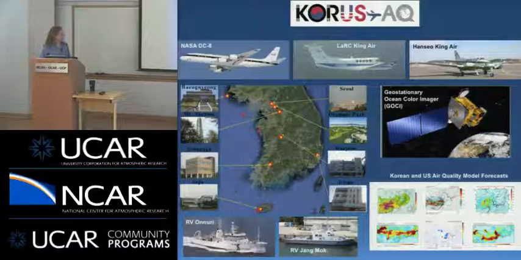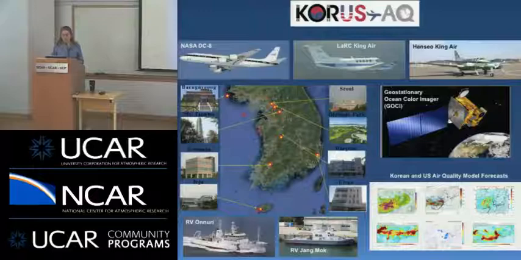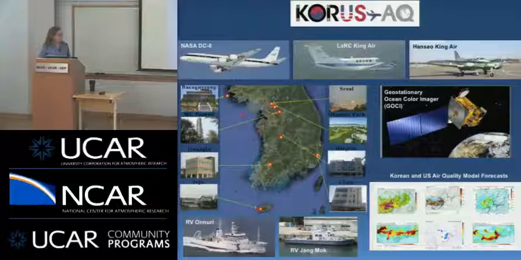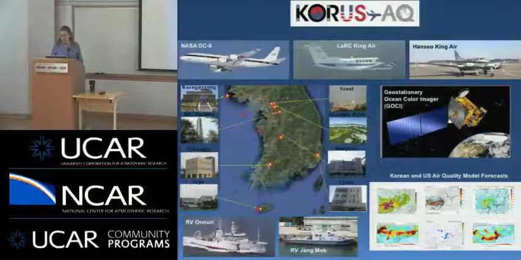There were also a couple of ships to make measurements out along the coast. And we connected with the GOCI satellite imager instrument. It's a geostationary ocean color imager that also gets aerosol optical depth. It's sitting over East Asia. And there was a large group of modeling groups involved in helping with model forecasts, and we'll be working on the analysis of these observations.